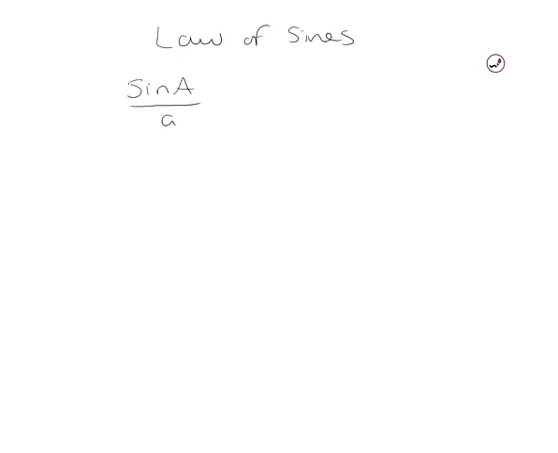Alright, so in the last video I showed you how to derive the law of sines. So I'll just go ahead and remind you what that is. We found that the sine of A divided by its opposite side a is equal to the sine of B divided by its opposite side b, which is equal to the sine of C divided by its opposite side c. So I'm going to start off with a problem, and this is a very specific problem.